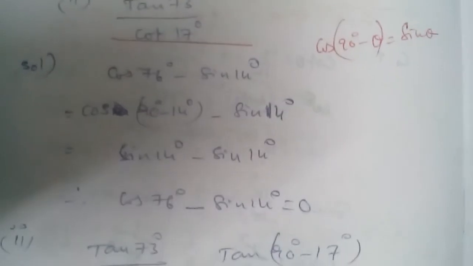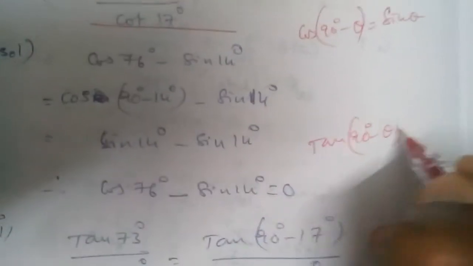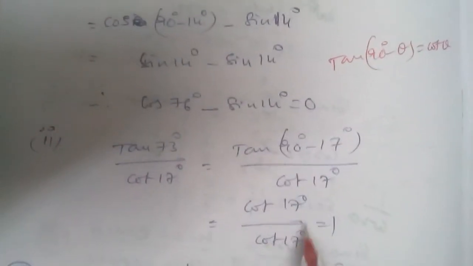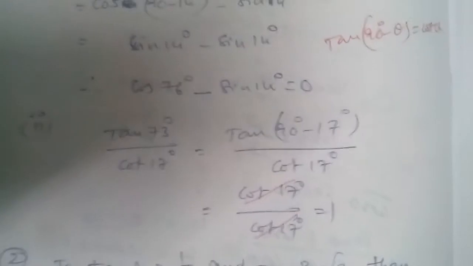So second one, tan 90 minus theta, you'll get cot theta. So tan 90 minus 17, you'll get cot 17. Cot 17 by cot 17 can get cancelled, we'll get 1.